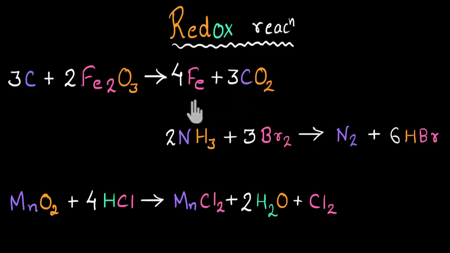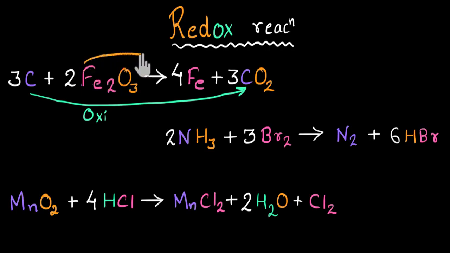So if you focus on the carbon, see initially carbon was alone, but after the reaction, carbon is combined with oxygen. Okay, that means oxygen is getting added to carbon during this reaction. And we know that oxygen's addition is called oxidation. So carbon is going under oxidation reaction. Now let's focus on iron. See, iron was combined with oxygen, but during the course of the reaction, iron has lost all of its oxygen. So iron is losing its oxygen. And we know that loss of oxygen is reduction.